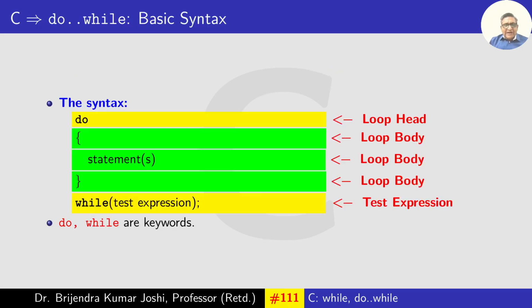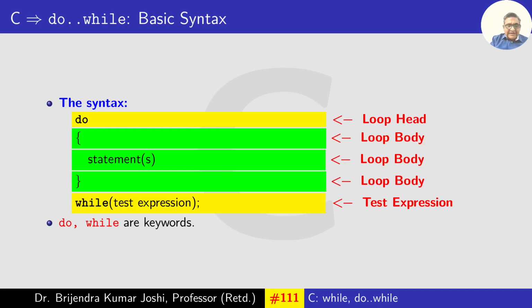Now let us see do while. There is one basic difference between while and do while loop in C language. In while, if the test expression is true, then only the body is executed. Here is the loop head, you can say, and here is the test expression, and this is the loop body within the pair of parentheses.